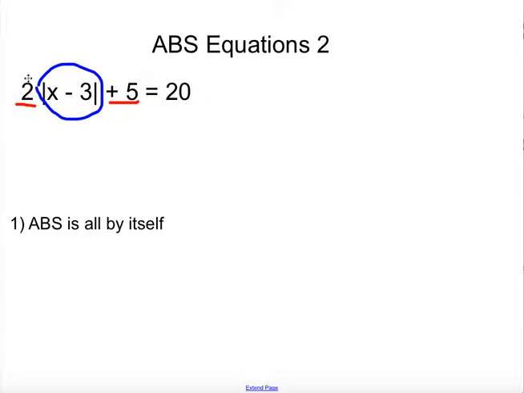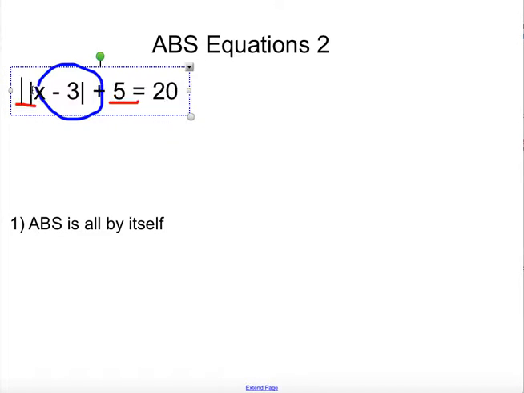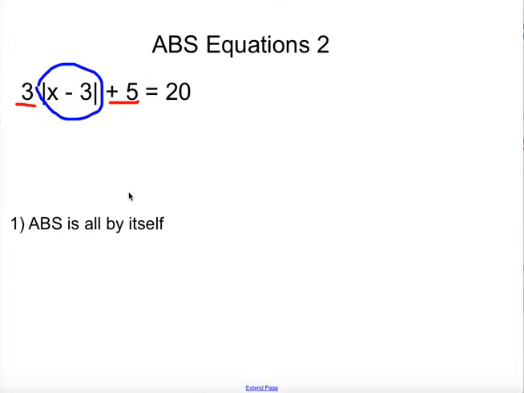I made this small mistake here. I have to use 3 here. My bad, guys. 3 absolute value of x minus 3 plus 5. Let's see. So we have to find absolute value by itself. So what we're gonna do is subtract 5 from both sides in order to find the absolute value by itself. Always we are looking for addition and subtraction. If we are adding or subtracting something to the absolute value, we have to do the opposite to both sides. We're gonna subtract 5 from both sides.